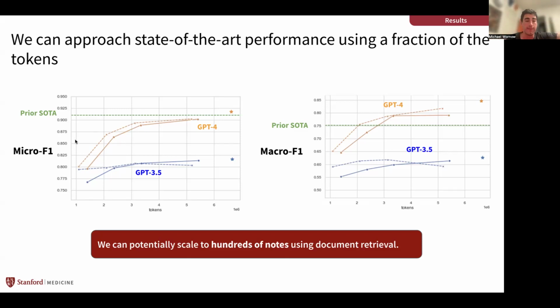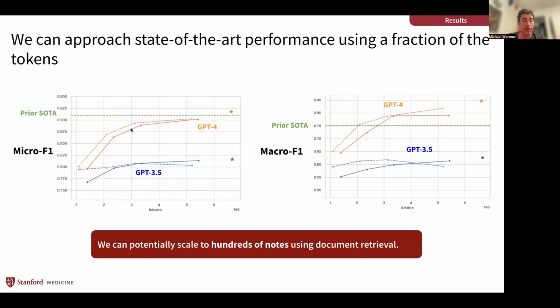So higher is better. And then the last thing to signpost this plot is that the prior rule-based state-of-the-art method is the green dotted line at the top. And so the key takeaway from this plot, I mainly look at the GPT-4 orange curve, is that you can approach state-of-the-art performance with only a fraction of the tokens that you might otherwise think you need if you were doing the naive approach of throwing everything into the model, right?